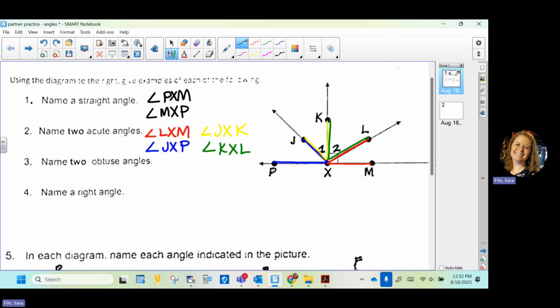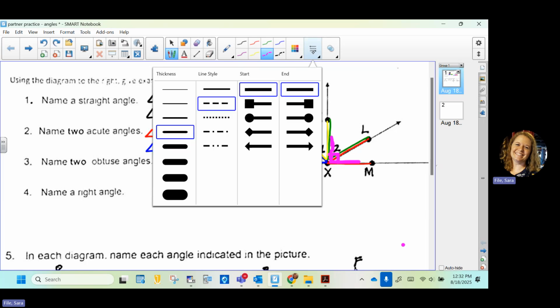All right, 2 obtuse angles. What does obtuse mean? More than 90. So let's skip that and come back to it. Where is there a right angle label, Destiny? So do you see this box right here? That is a 90-degree angle mark. So here, this angle, that's the one that's the 90-degree angle. So KXM or MXK, whichever way you want to name that.